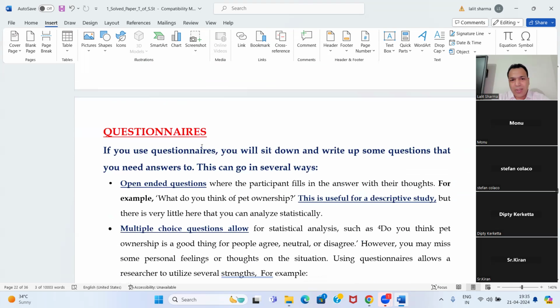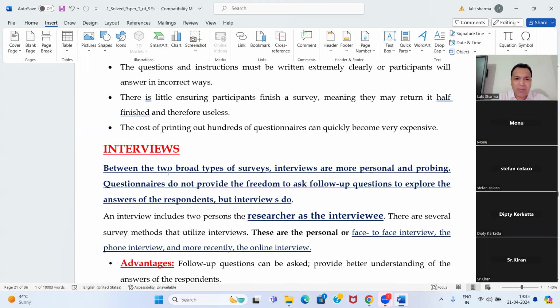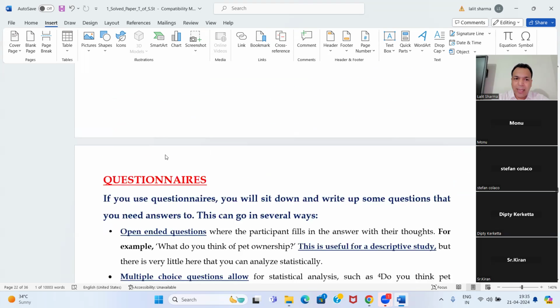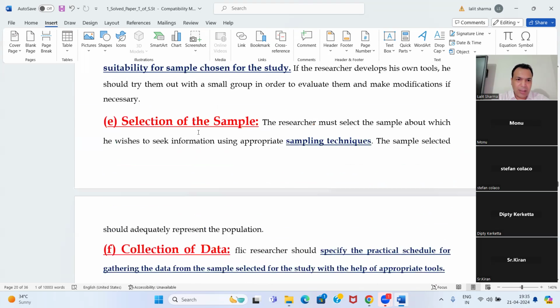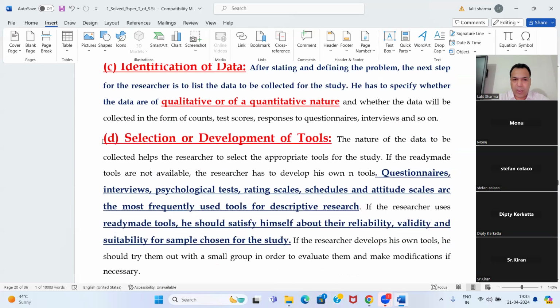Now next, these questionnaires, interviews. These are the tools of the survey method. See, interviews. Okay, now questionnaire, these are tools. See here, development of the, selection, collection of data, selection of the sample, and here is the fourth point, selection and development of the tool. Okay, so you have to collect the data from the student. So naturally you will develop a tool. So the tool could be a questionnaire. Okay, either you will make a tool, or it is ready-made and available in the market. Okay, this is a selection or development of a tool, or questionnaire, or interview also.